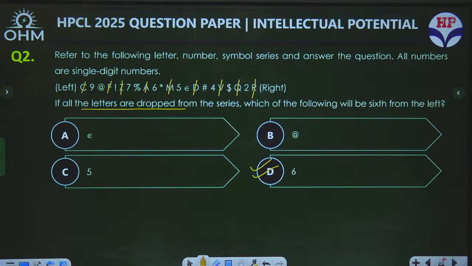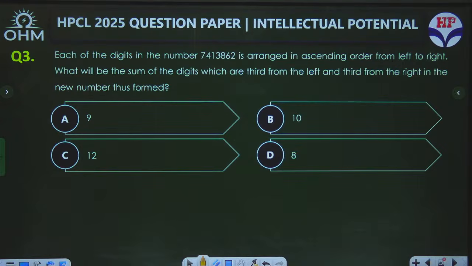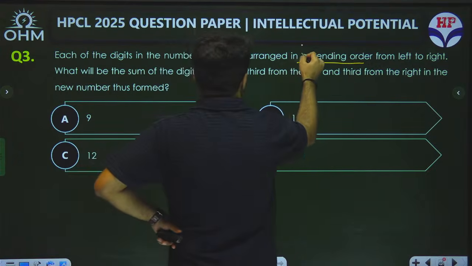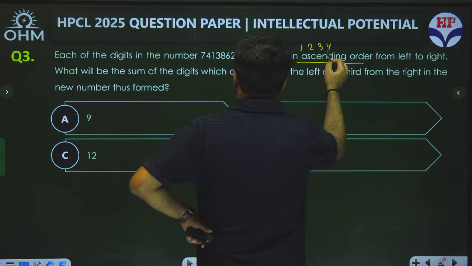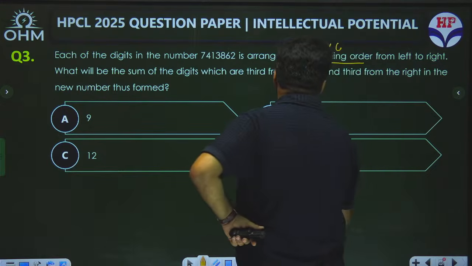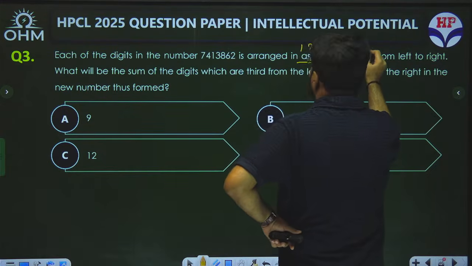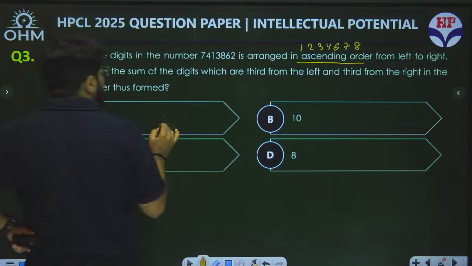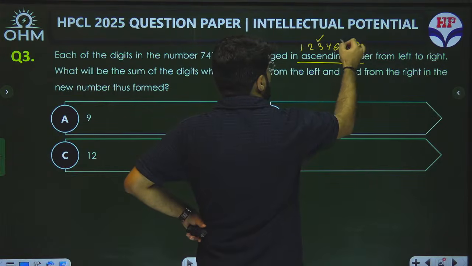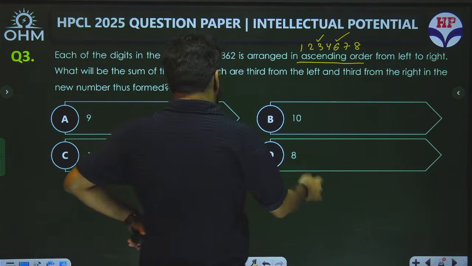Got it? Very, very easy. Okay, question number 3. Each of the digits in the number 7413862 is arranged in ascending order. When you arrange it in ascending order, you have 1, 2, 3, 4, 6, 7 and 8. These are the 7 digits. From left to right, what will be the sum of the digits which are third from the left and third from the right? Third from the left and third from the right: 3 plus 6, 9.